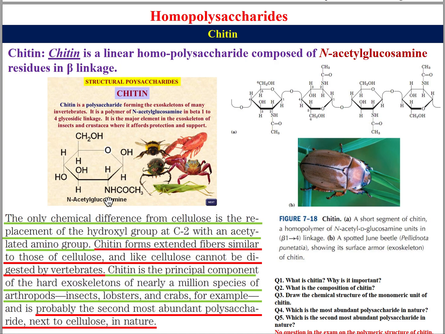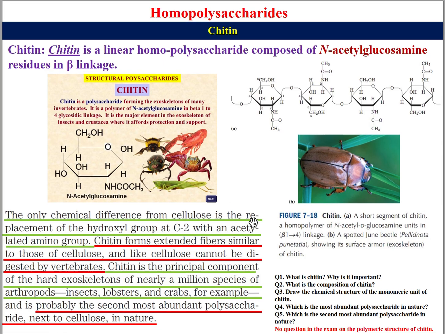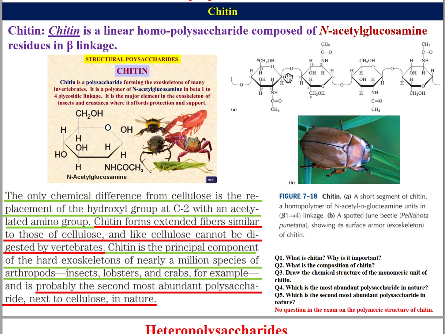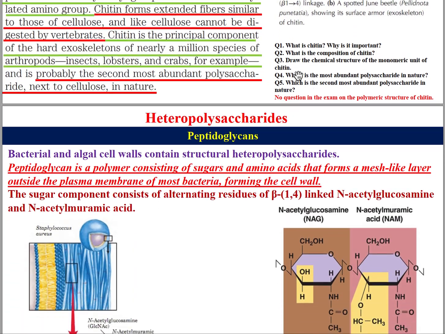similar to those of cellulose, and like cellulose it cannot be digested by vertebrates. Chitin is the principal component of the hard exoskeletons of nearly a million species of arthropods like insects, lobsters, crabs, for example, and is probably the second most abundant polysaccharide next to cellulose in nature. This is a beta-1,4 linkage. The monomeric units, N-acetylglucosamine, are combined together by beta-1,4 linkage.